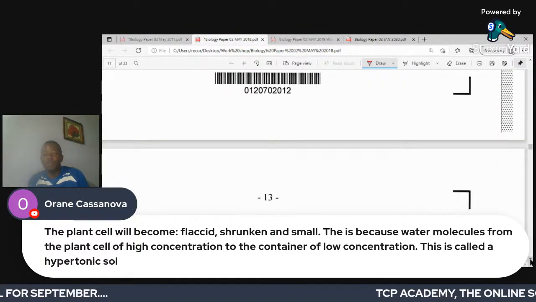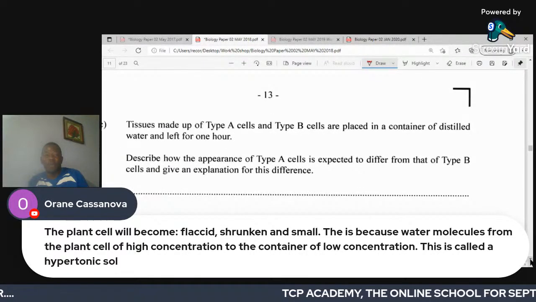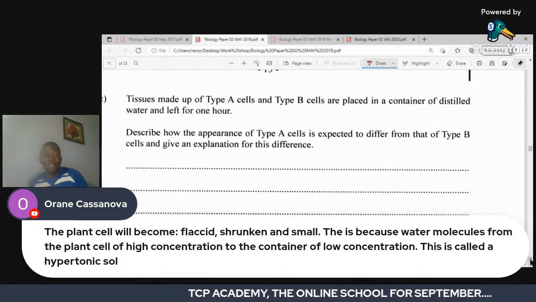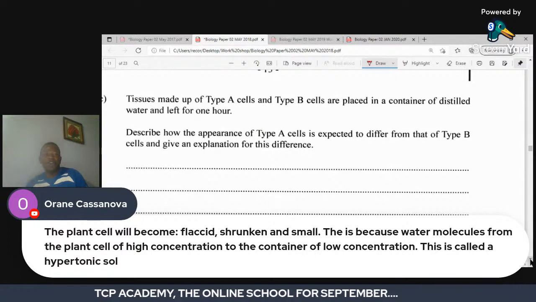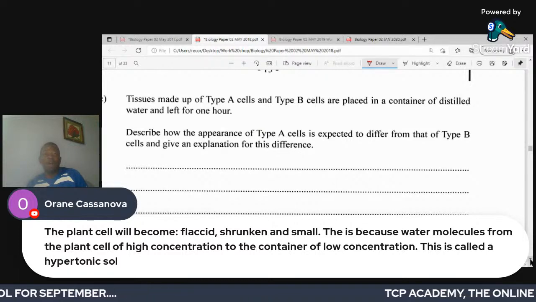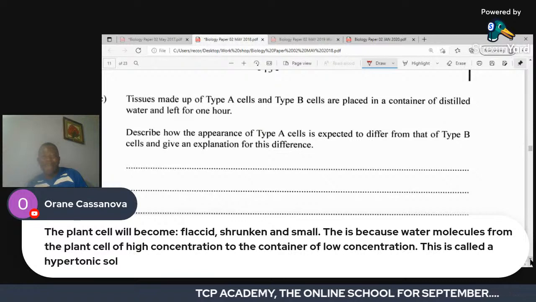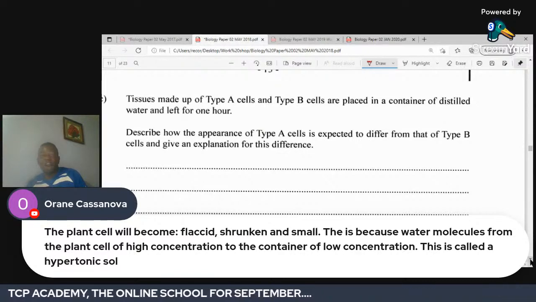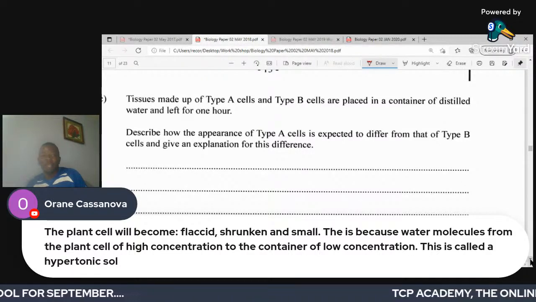So all you need to do is to do your little explanation, make sure that we're looking at that. Now look at this question. It says tissue made up, this is the one we did a while ago. Tissue made up of type A cell and type B cell are placed in a container of distilled water and left for an hour.